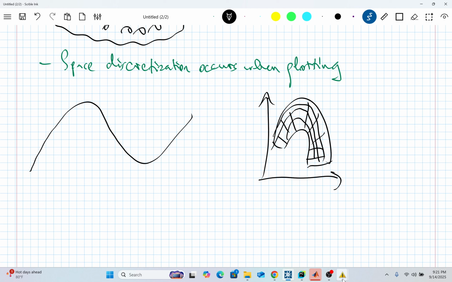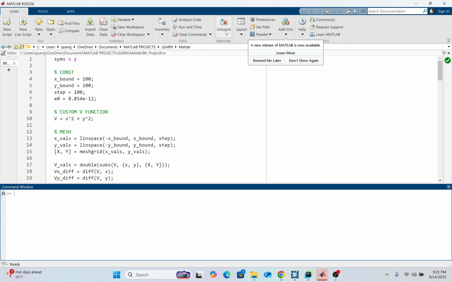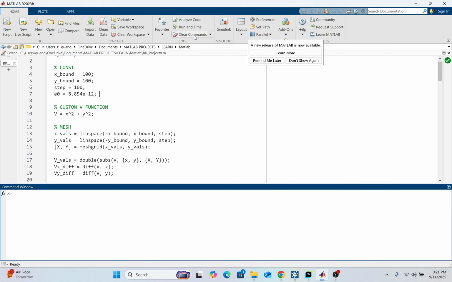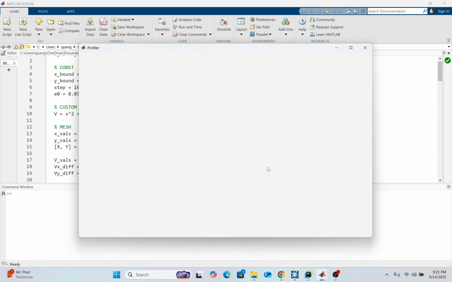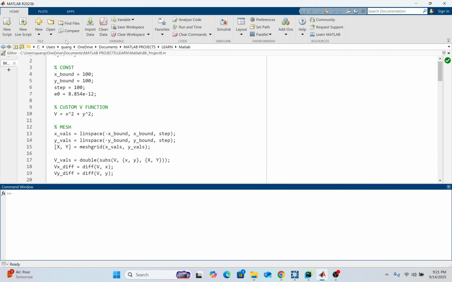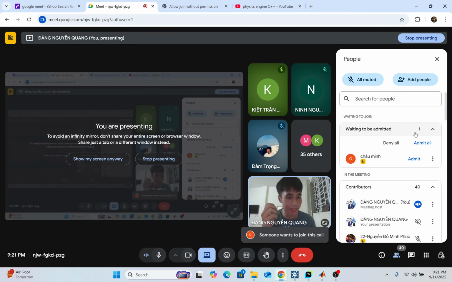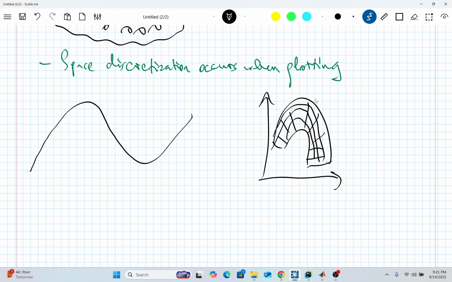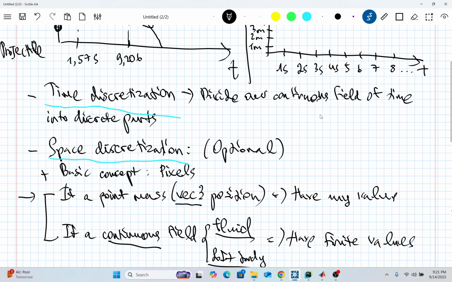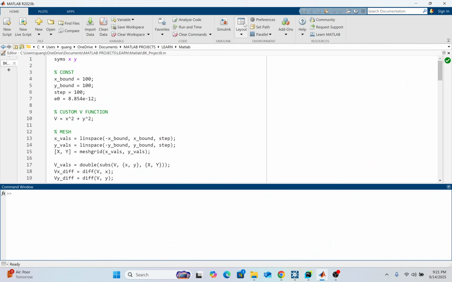Or I can take MATLAB for example. I will open my project here. I will hit run. Where's the run button? Oh, not it. Oh, I forgot how to run MATLAB. Okay, you can see later that you have to discretize the space in order to plot the data. Okay. Hold up. How can I run this?